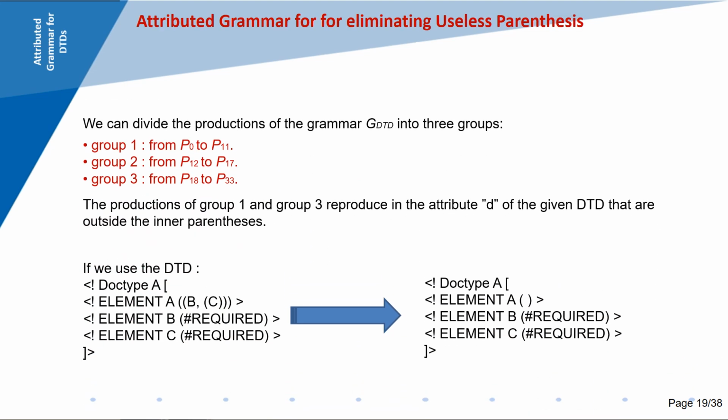To compute the semantic equation, we can divide the productions of the grammar G DTD into three groups. Group 1 is from production P0 to P11, group 2 from production P12 to P17, and group 3 from production P18 to production P33. The productions of group 1 and group 3 reproduce the attribute D of the given DTD that are outside the inner parentheses. Then, if we have the following DTD, we conserve the outer parentheses and our program doesn't remove the inner parentheses.